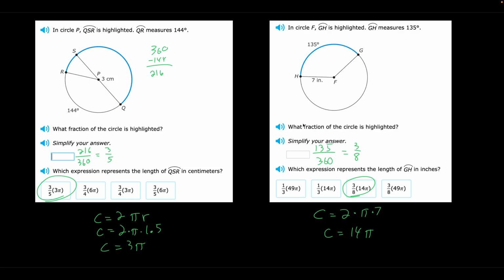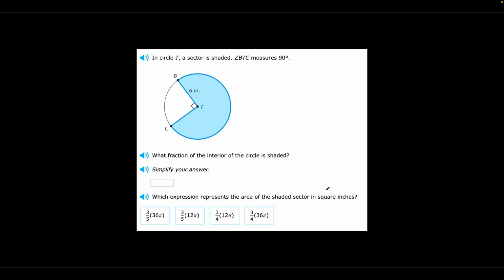Okay, for the first problem here is the work. For the fraction, you should have gotten 3/5. And for the final answer, you should have gotten 3/5 of 3 pi, or 3/5 times 3 pi. And for the second problem here is the work. For your reduced fraction, you should have gotten 3/8. And for your circumference, it should have been 3/8 times 14 pi.